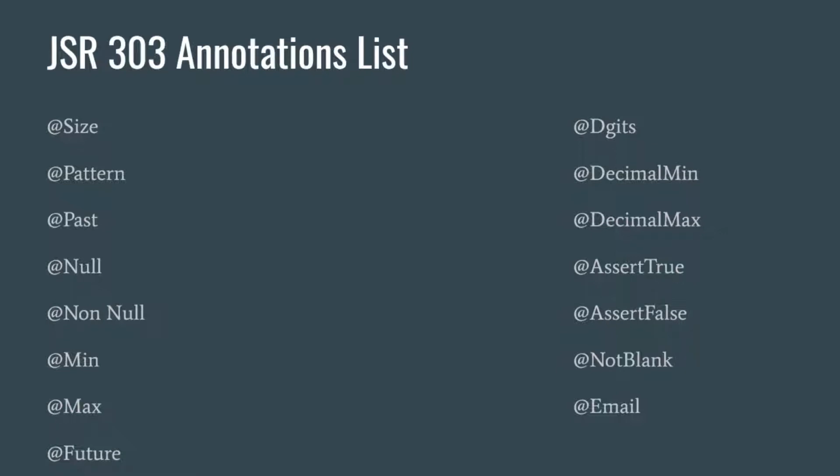@Null, by the name itself you can understand it will allow a null value. @NonNull will not allow a null value. @Min is the minimum value that we can allow to enter. @Max is the maximum value it will allow. @Future will allow only future dates; it will not allow past or present. @Digits, here I've made a mistake, it should be spelled Digits; I have written a spelling mistake. Now @Digits will only allow integer values, it will not allow any other value.